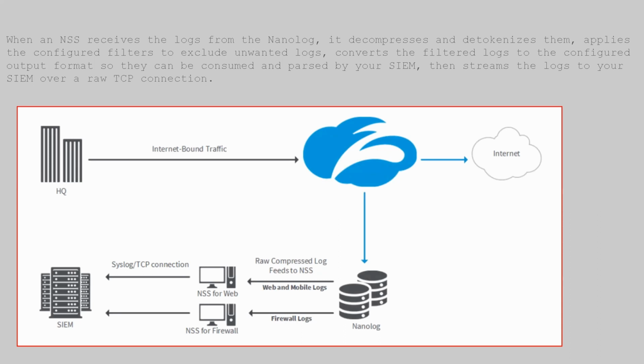Now, if you check the diagram, that's what it says. You have an office location where they are accessing internet bound traffic, and traffic goes to the internet. Let's say Google traffic, YouTube, Facebook, any traffic. Now those logs are stored in the Nanolog cluster. The Nanolog cluster sends that traffic to your NSS web, or NSS for firewall, and then that NSS firewall sends these logs to your SIEM solution.